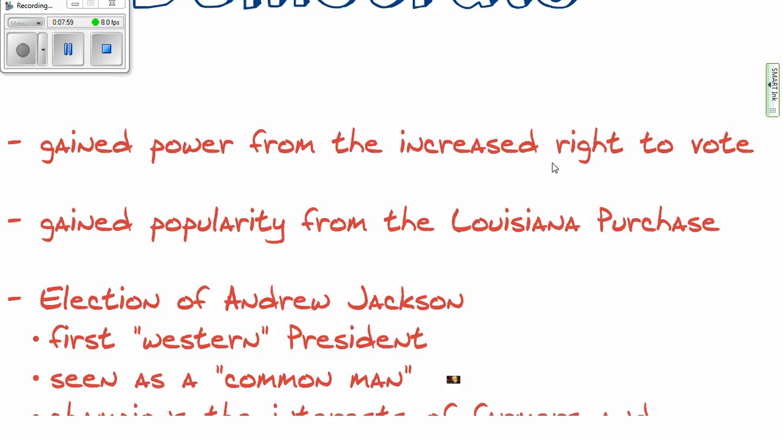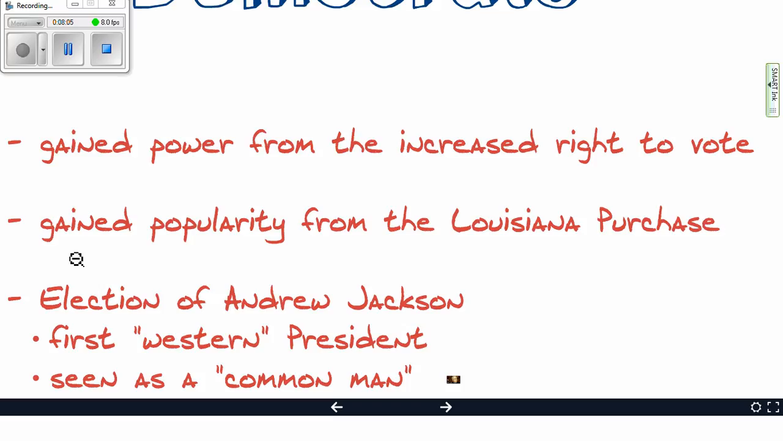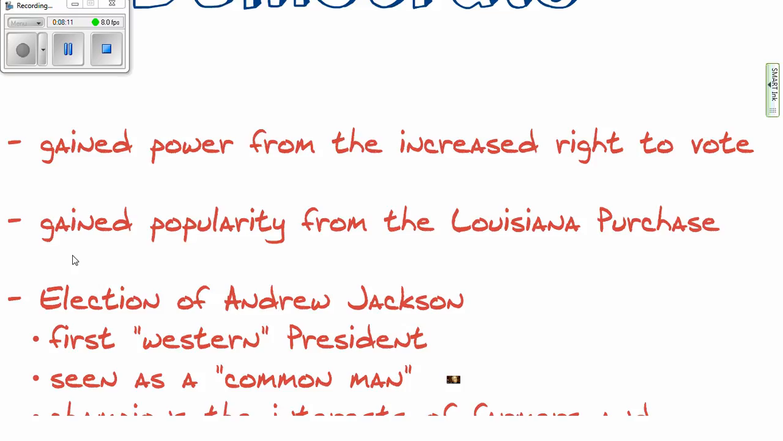In addition to that, the Louisiana Purchase was an extremely popular thing, and since Jefferson was the one behind it, the Democrats get a lot of political credit for the Louisiana Purchase, and they gain in popularity.